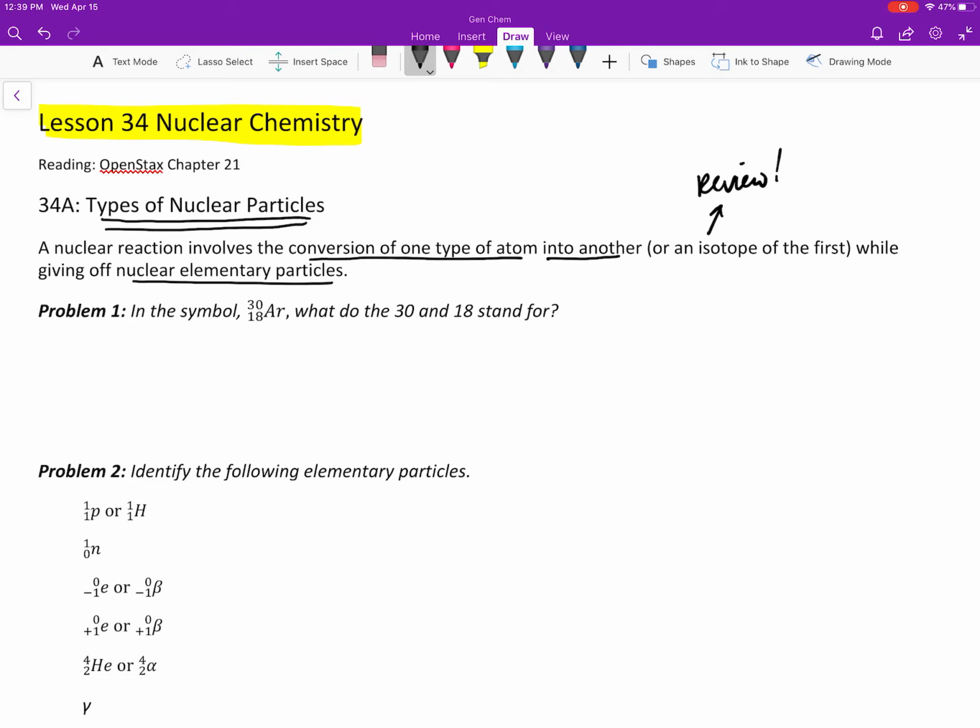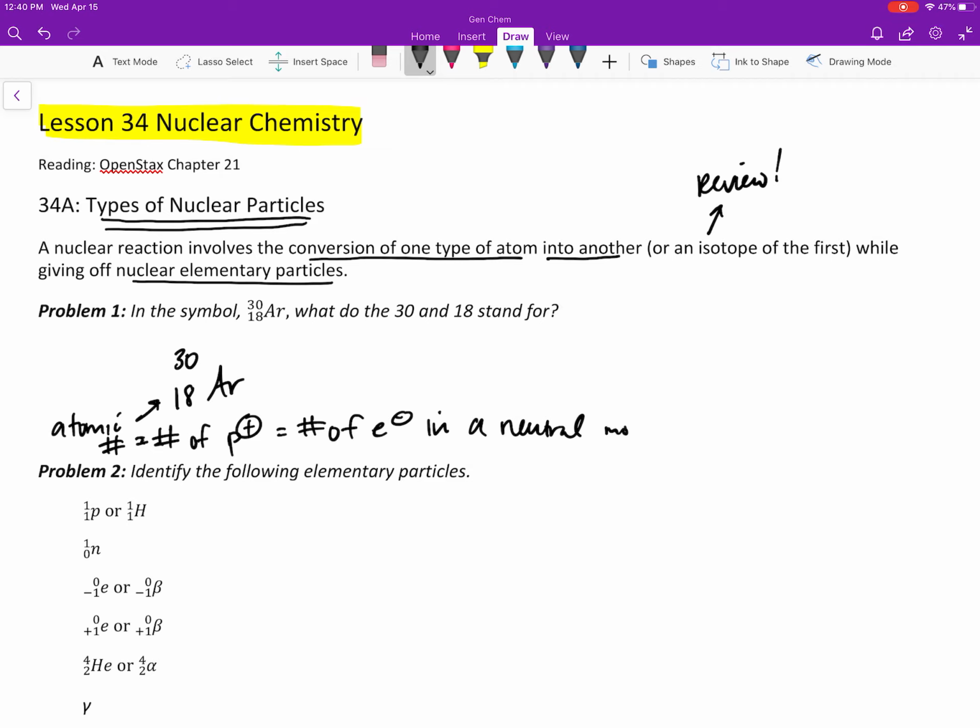So just as a review, in the symbol, argon 18 and 30, what do the 30 and the 18 stand for? And so hopefully you remember that this is the atomic number. This is the number that never changes on the periodic table. It is the number of protons and the number of electrons in a neutral molecule. Okay, or no, that should say a neutral atom.